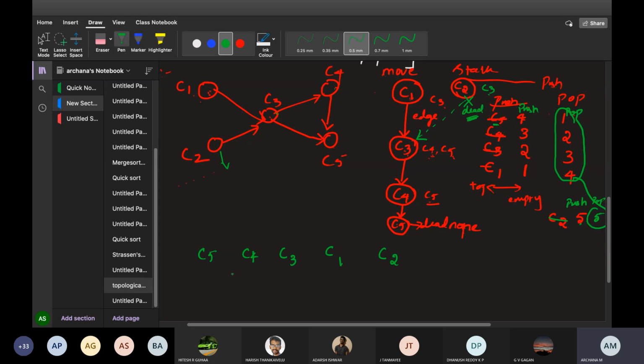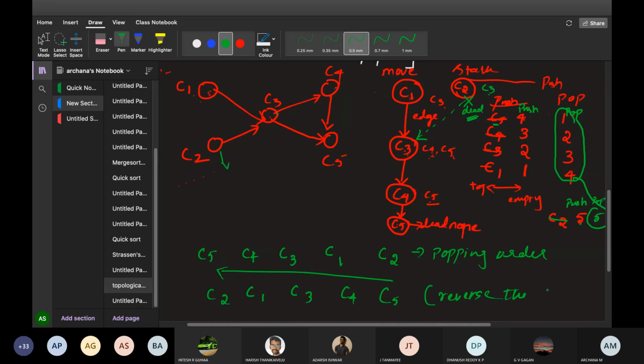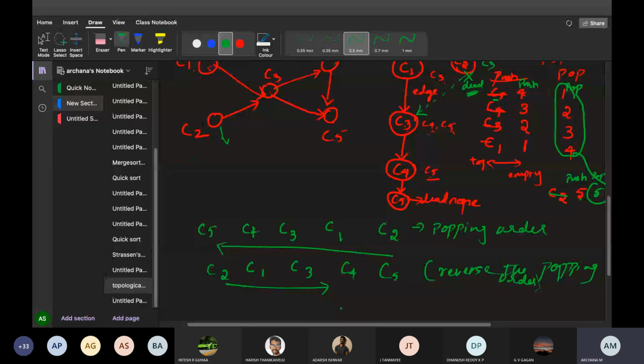This is very important. After writing the popping order, you have to reverse this. Reverse this popping order and write C2, C1, C3, C4, C5. That is, reverse the popping order. So when you reverse this, this is the sorting algorithm. This is a sorted answer for the graph. This will be a topological order.